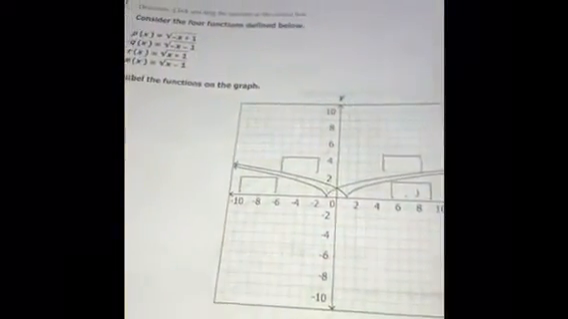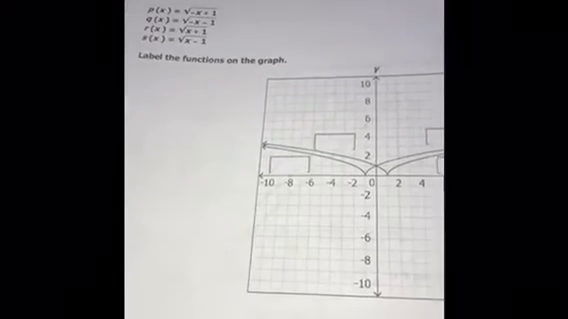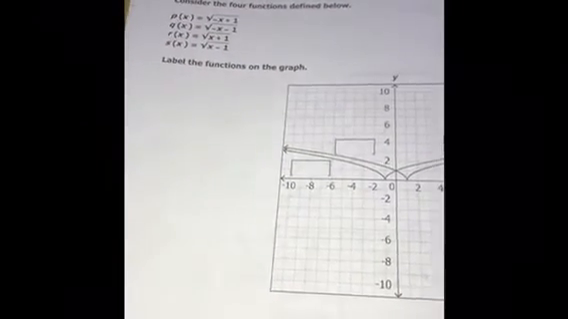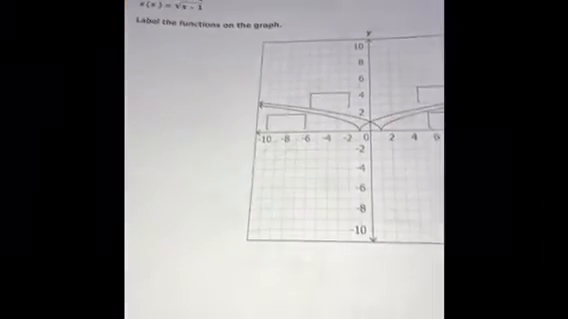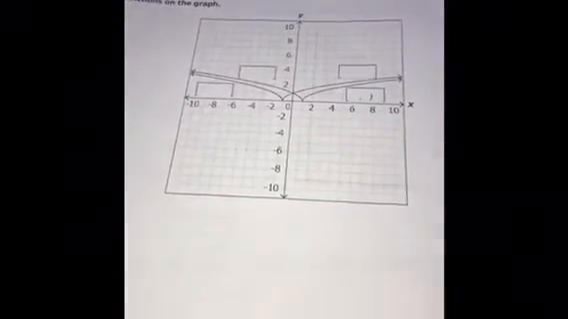So this is my midterm presentation for Math 2B. Now number 1, it says consider the 4 functions defined below. We have 4 different functions, and what we're going to be doing is labeling the functions on the graph. What I found the easiest to do for this was to find a graphing calculator and plug it in.